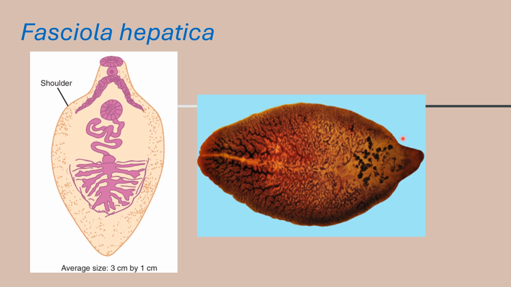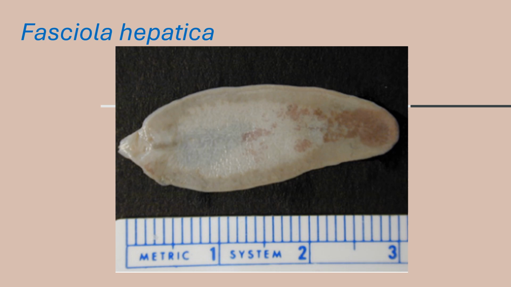This is a real image of your Fasciola hepatica. Of course, you have here your cephalic cone and the shoulder accordingly. Then you have the vitellaria, the ovary, and the testes. This is another illustration of a Fasciola hepatica adult.